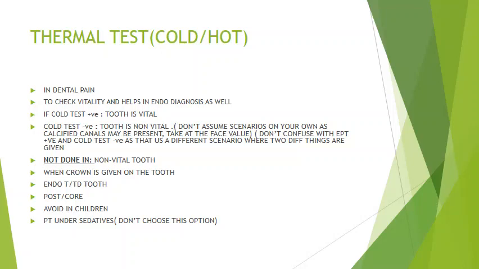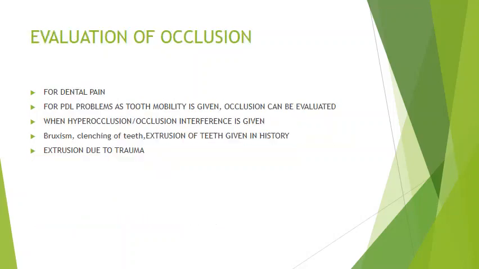Then moving on to the next topic, which is evaluation of occlusion. Evaluation of occlusion, again for dental pain, for periodontal problems such as tooth mobility. Whenever in the history it is given that the tooth is mobile, occlusion can be evaluated. Whenever there is occlusal interference or hyperocclusion given, you can always opt for evaluation of occlusion.